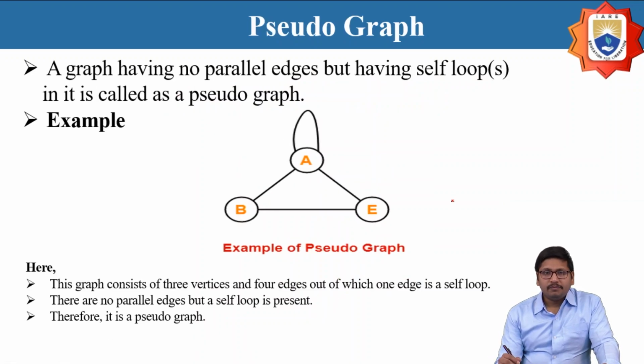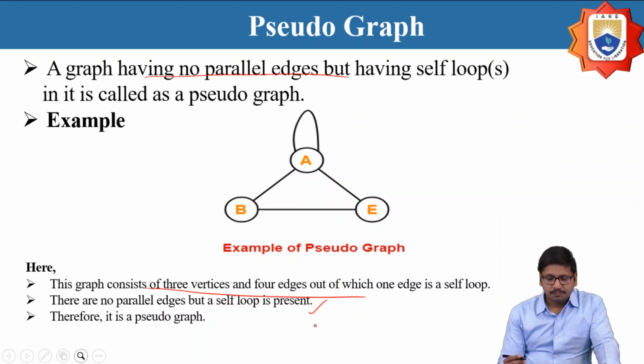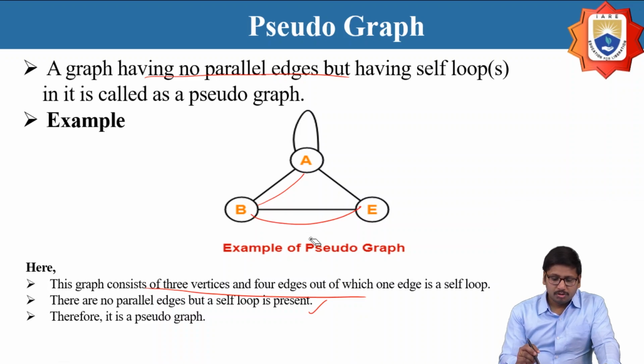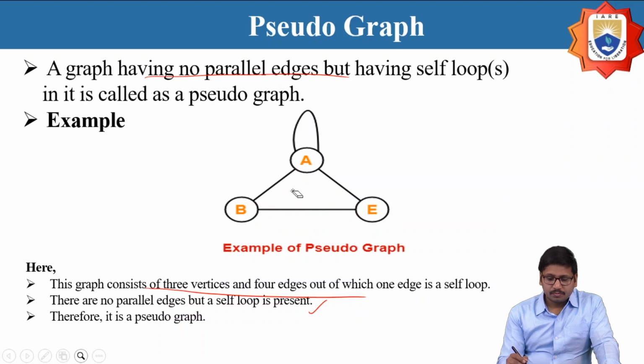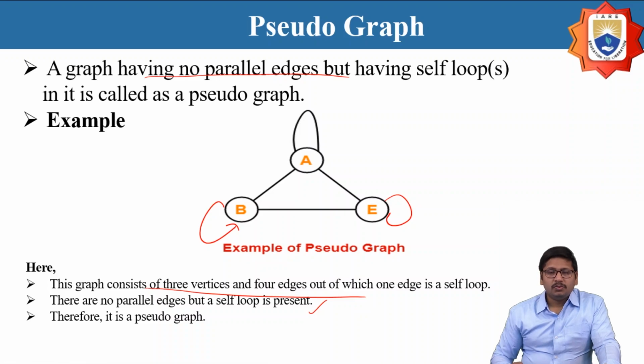The next one is the pseudograph. A pseudograph means a graph having no parallel edges but having self loops in it. The example of a pseudograph here has three or more vertices and four edges, out of which one edge is a self loop and no parallel edges are present, therefore it is a pseudograph. A graph which does not have parallel edges, like this, and has self loops, I can call a pseudograph.